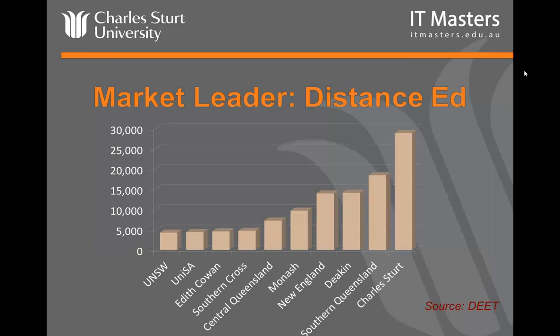In terms of Charles Sturt University as a deliverer of distance education, you can see there within the Australian market, when we line up all of the universities, not all of them shown there, of course, in terms of the number of distance education enrolments, Charles Sturt is miles ahead. We have around about 30,000 distance education students and around 10,000 on-campus students.